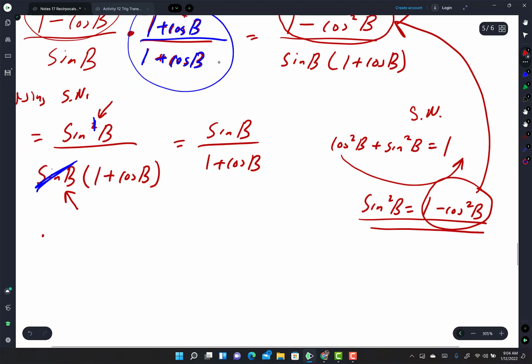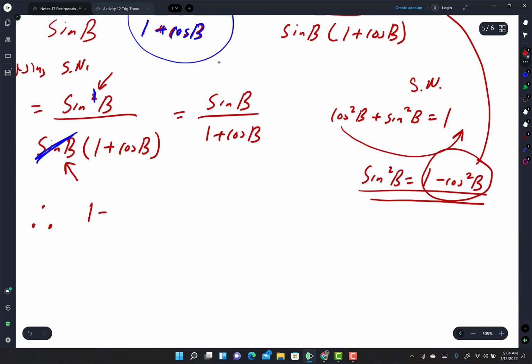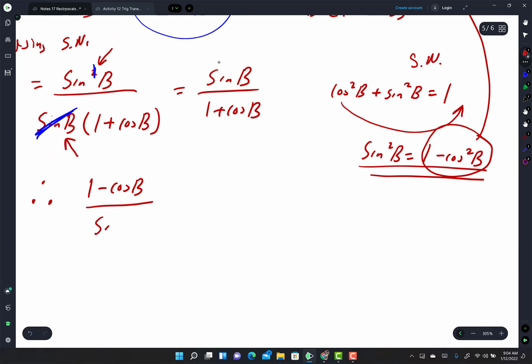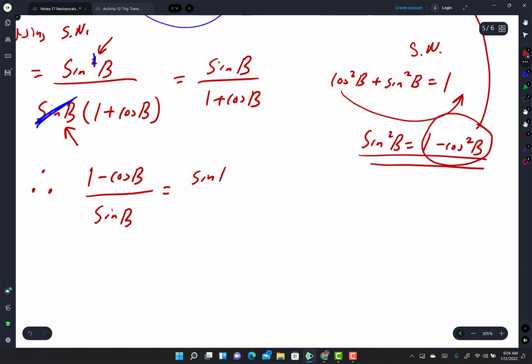So I'm going to put 3 little dots, and I'm going to write 1 minus cosine b over sine b equals sine b over 1 plus cosine b. What do you guys think? Wow. Is that cool? Yes, that is true.